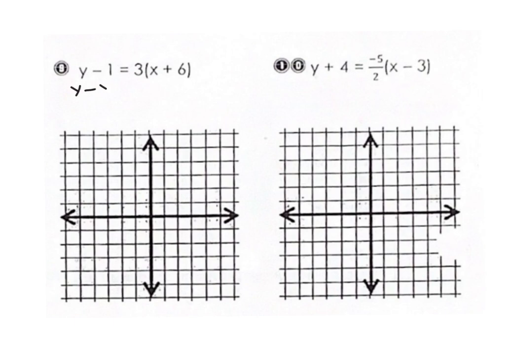So y minus y1 equals m times x minus x1. Our slope is 3. X1 is going to come from the +6, so that means it was a -6. So our x value is -6. Our y value, it's already the minus, so that is a 1. So our original ordered pair is going to go at -6, 1.